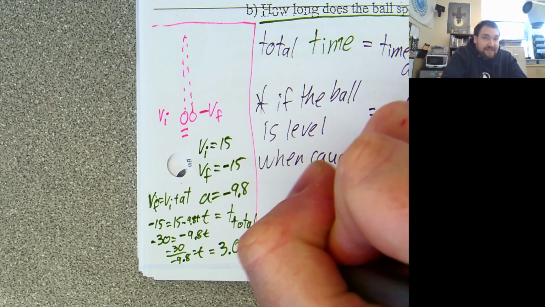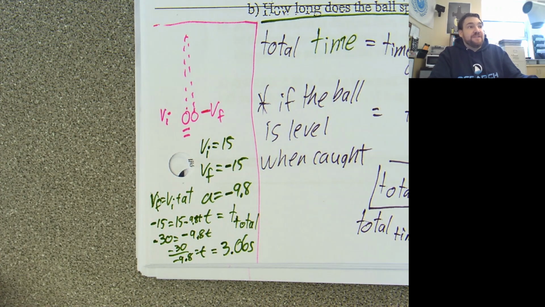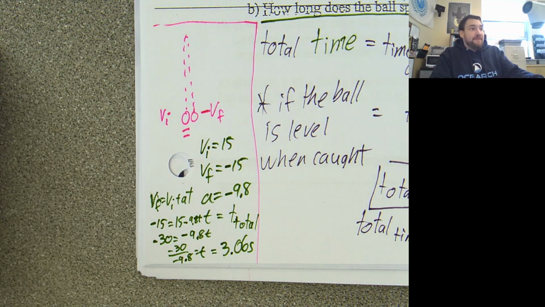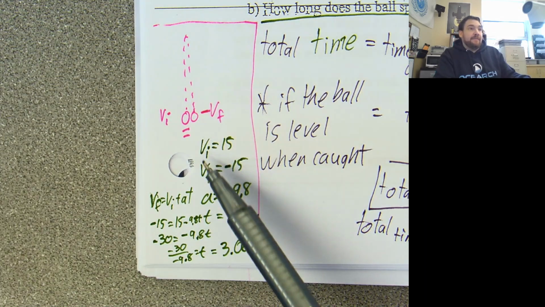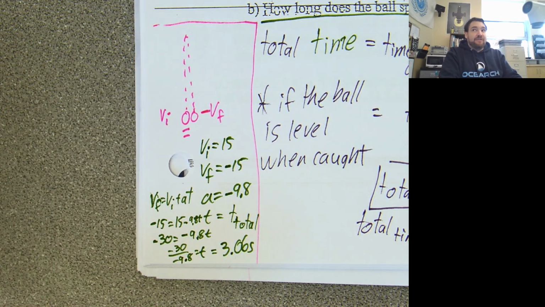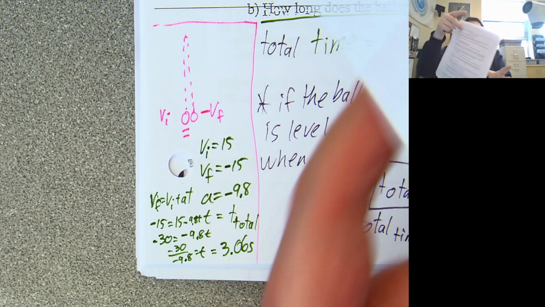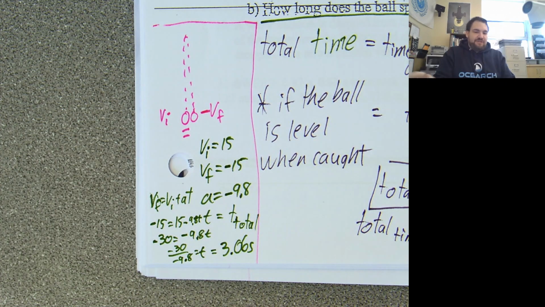Two ways to tackle the exact same question. How you interpret the physics is what's going to change. Do I find the time to the top? If you do, then the velocity is 0, and then you can double it for the trip back down. Or do I go straight from beginning to end? Questions about either of these? Okay. Then when you're ready, flip the page.